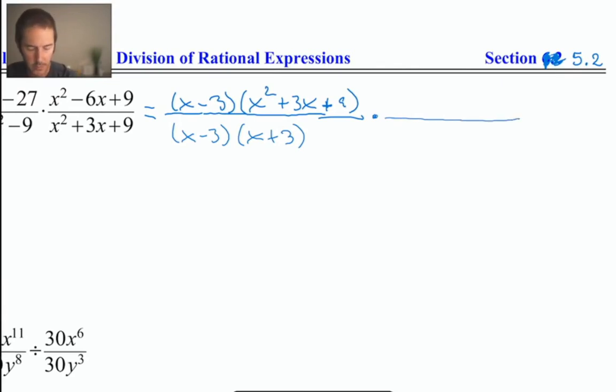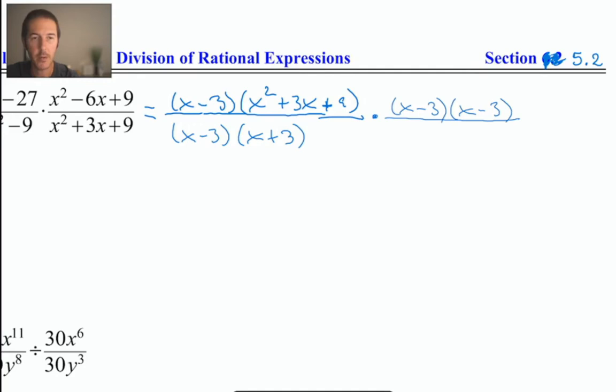In the next numerator, we've got x squared minus 6x plus 9. As it turns out, that's a perfect square trinomial. If I take the square root of this and the square root of this, multiply them together and double them, I get 6x. Now it's a minus 6x, so I'm going to have to use a minus 3. Really I could write this as x minus 3 squared. I'm going to write it as x minus 3 times x minus 3, just in case that makes it easier for me to cancel stuff out.